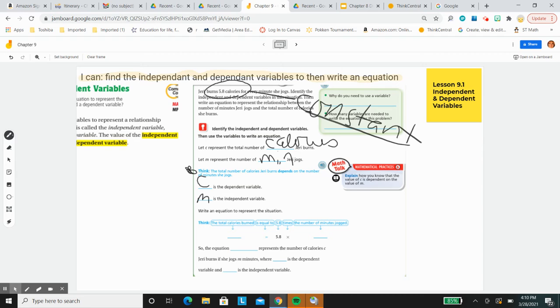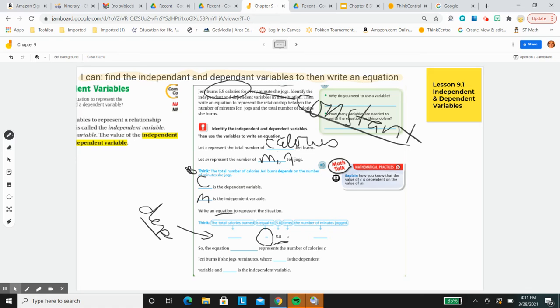So now I'm going to write an equation based on this situation. Right here, 5.8 is the constant. Now notice there's an equal sign right here. You see the equal sign? So here's the thing. The dependent variable is going to be by itself. We'll just put DEP for dependent. The total calories burned is equal to 5.8 times the number of minutes jogged.